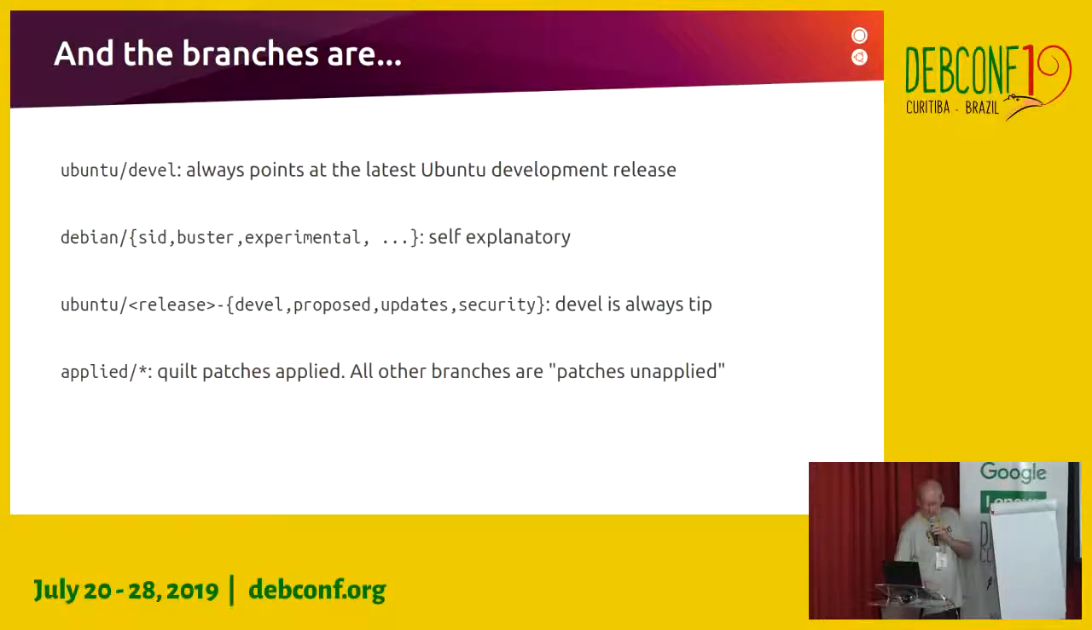Once you clone a package, you get a set of default branches. Ubuntu Delta always points at the latest Ubuntu release. Debian/name points at the respective Debian release. Ubuntu/release, and then we have proposed, updates, security. They all point to the specific Ubuntu releases. So if you want to check what's the latest package in Bionic, you would go to Ubuntu/Bionic-devel, for example. So that's the latest in Bionic. And we also have a set of applied branches, which have all the quilt patches applied, in case you prefer that. But the default is unapplied.